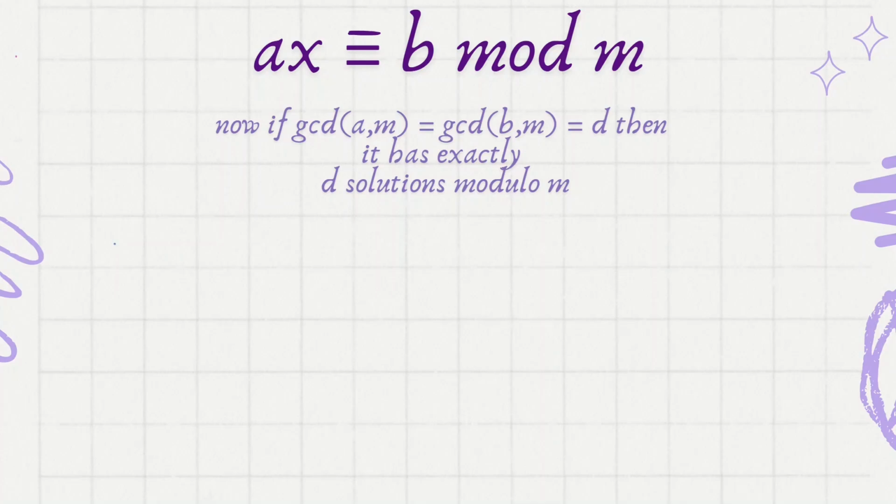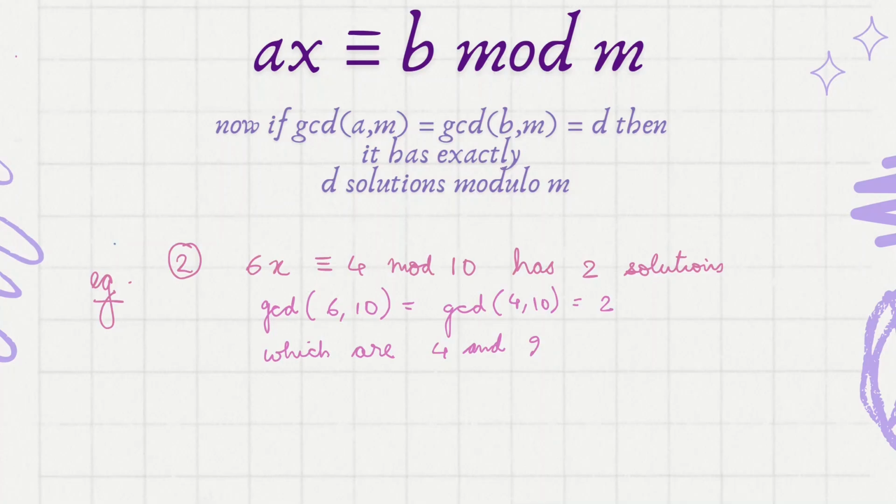So what this is saying is, if the GCD is equal to D, then you'll have D many solutions in the range of 0 to M minus 1, both included. Let's look at an example. 6x congruent to 4 mod 10 has two solutions. Why? Because the GCD of 6 and 10 is 2, and that's the same as the GCD of 4 and 10. The two solutions that satisfy this are 4 and 9. Notice that 4 and 9 are two values going from 0 till 9, that is, inside the ring of 10.